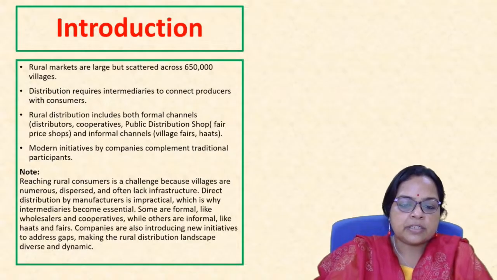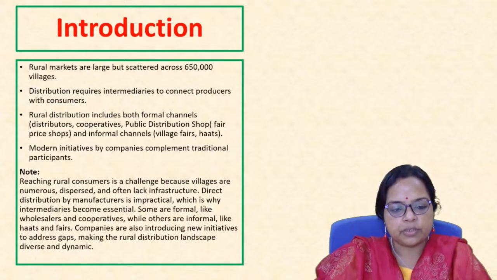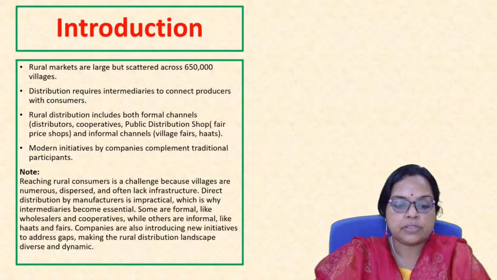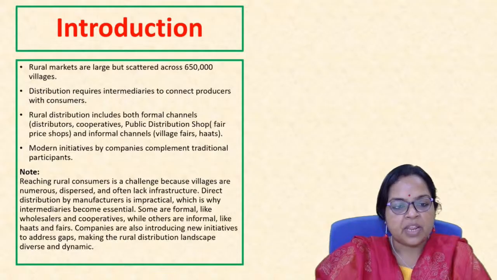So distribution requires full attention from the marketer, whether it is the introduction of intermediaries or getting connected from the manufacturer to the customers. Direct distribution by the manufacturer is practically not possible, because intermediaries are important here due to these challenges, such as the lack of infrastructure. So for the rural market, getting products directly from the manufacturer is not possible at all. So there are some intermediaries between the manufacturer and the customer.